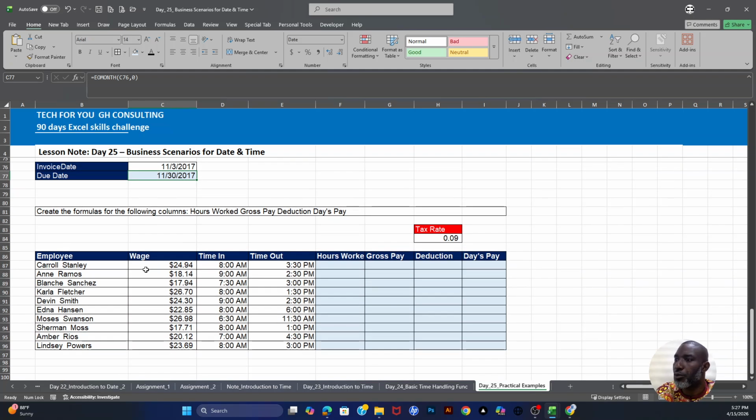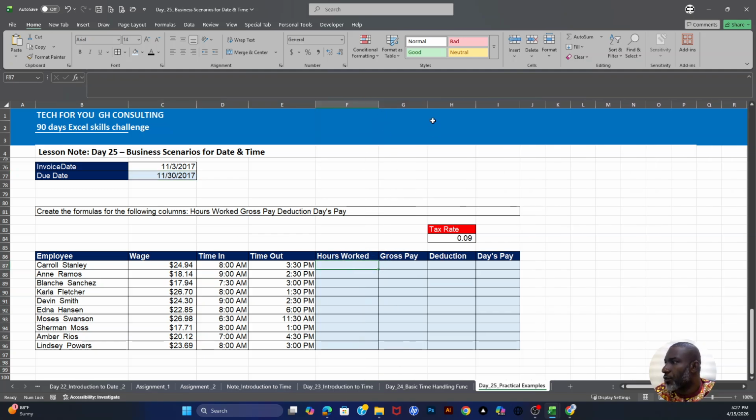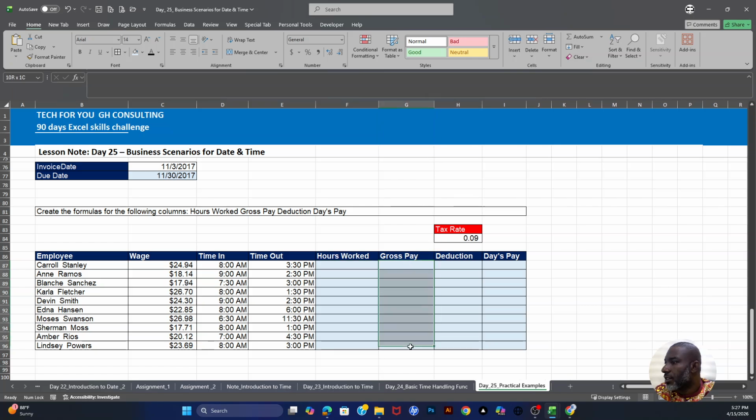The last example we have here is to create the formulas for the following columns: hours worked, gross pay, deduction, and days pay. So we have the hours worked. How do we determine the hours worked? And then what is the gross pay for the person? And then what will be the deduction if we have a deduction of 10%, and what will be the days pay? So we are going to go through, then we leave it.